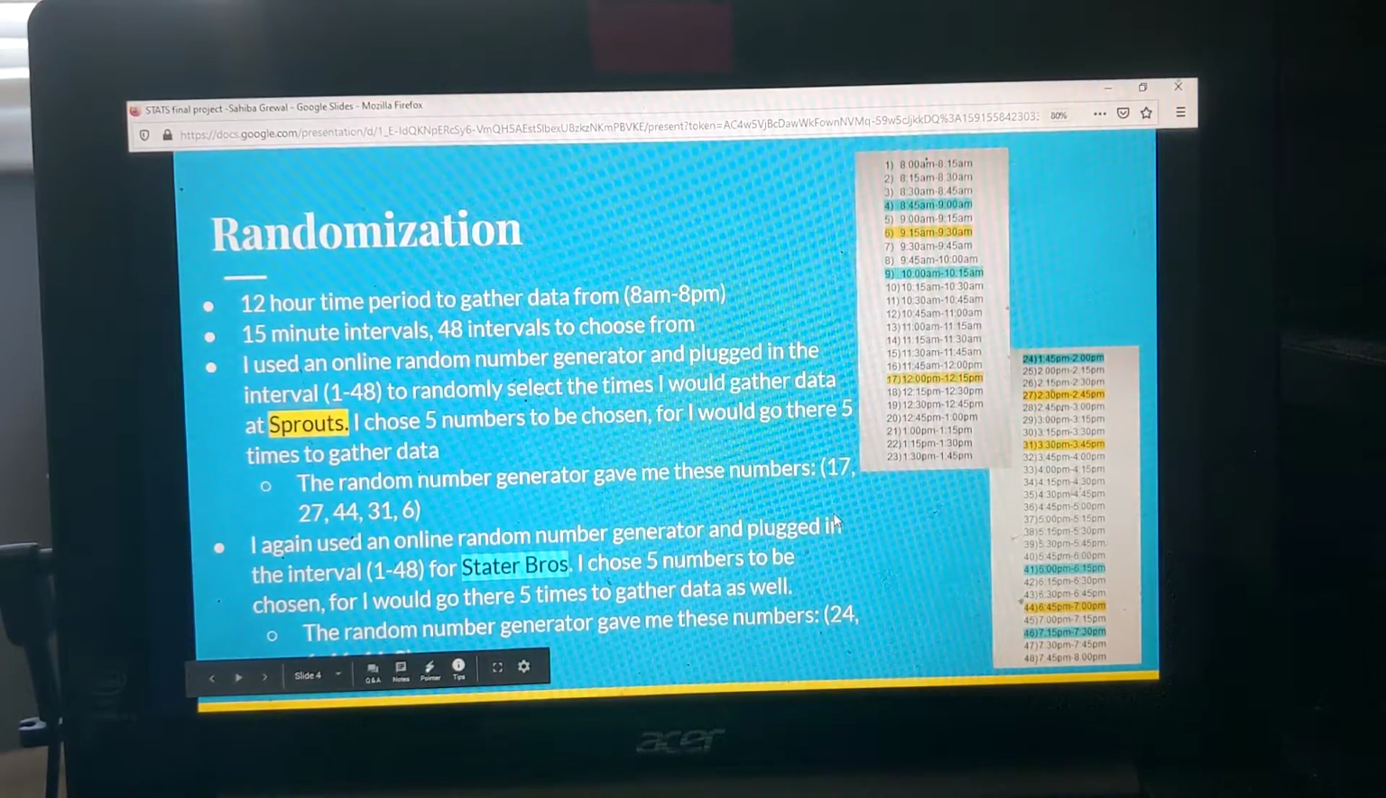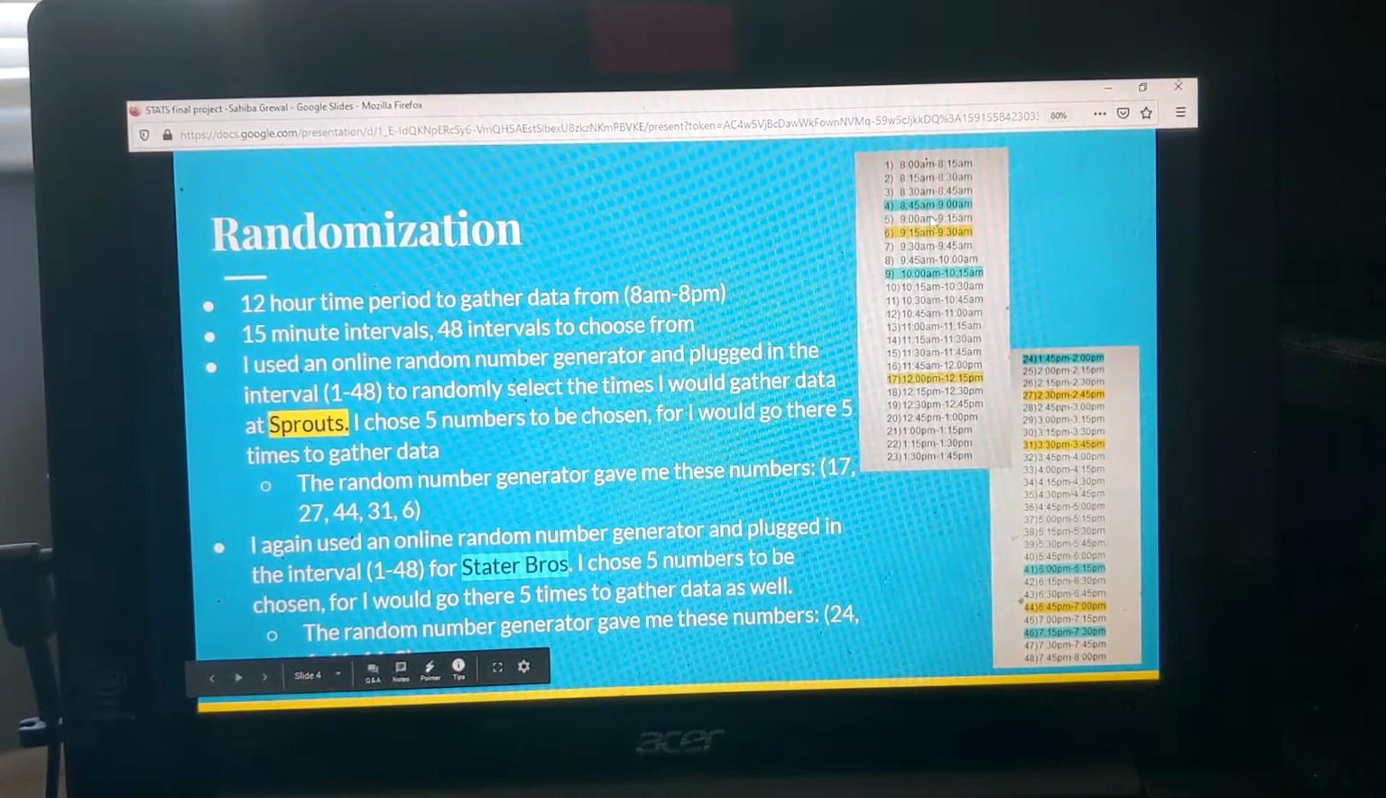That thing is blocking it. But basically here are the selected times. I put them on a Google Doc and took pictures of them.